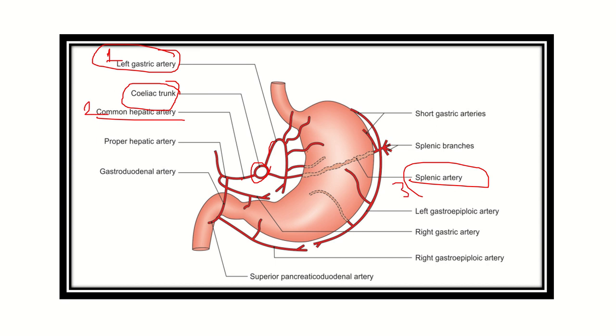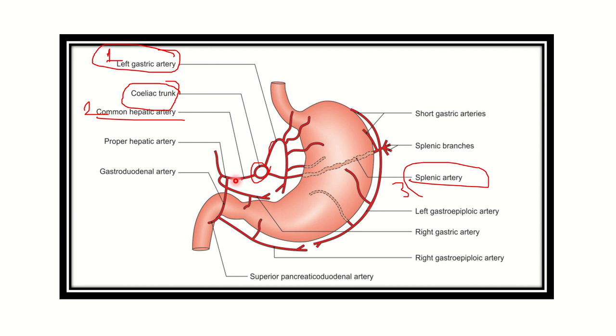The left gastric artery supplies the stomach and part of the esophagus also. Here we can see the branches which go to the stomach, and some branches go to the lower part of the esophagus at the gastroesophageal junction. It supplies the lower part of the esophagus.